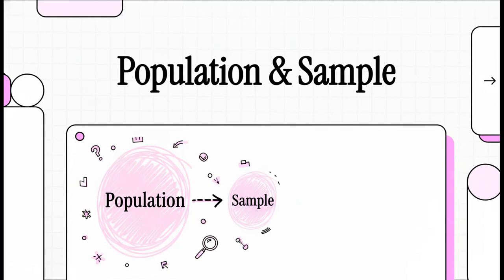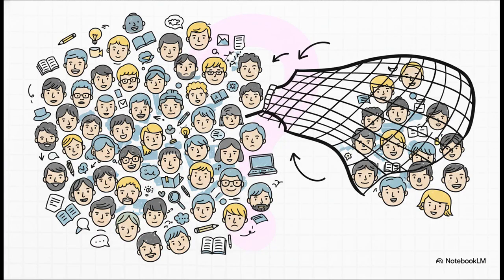Welcome to The Explainer. Today, let's break down one of the most critical decisions in any research project, choosing your population and sample. And let me tell you, if you get this wrong, the credibility of your entire study is on the line. So imagine you want to study the habits of every single English language student in a university system. You're talking about a massive group, 12,000 people.